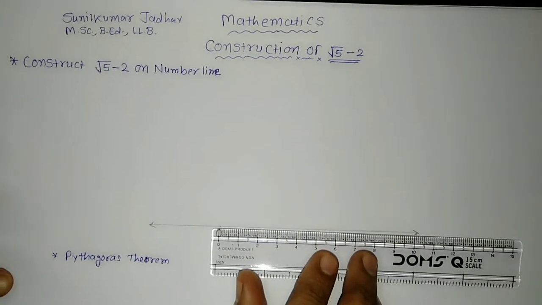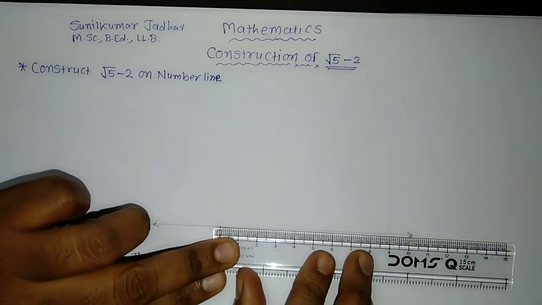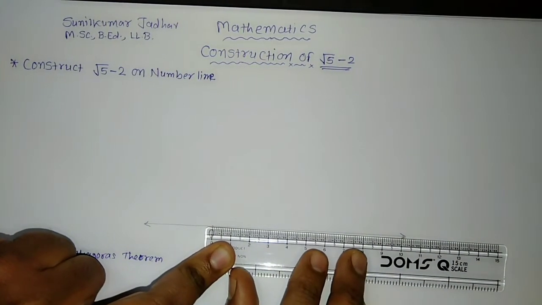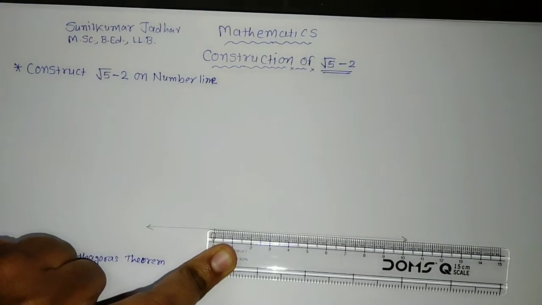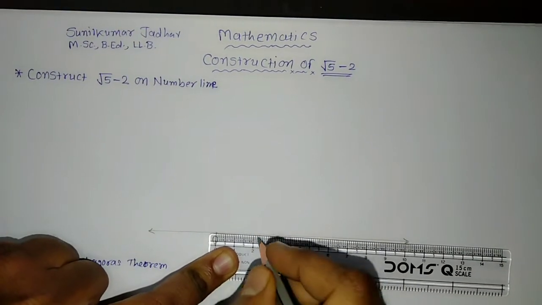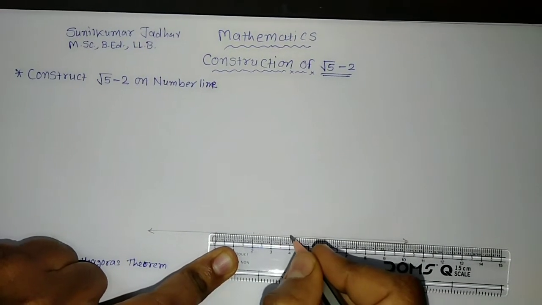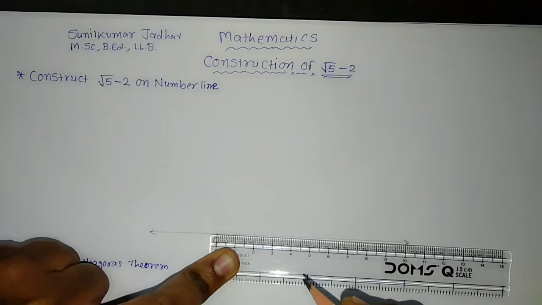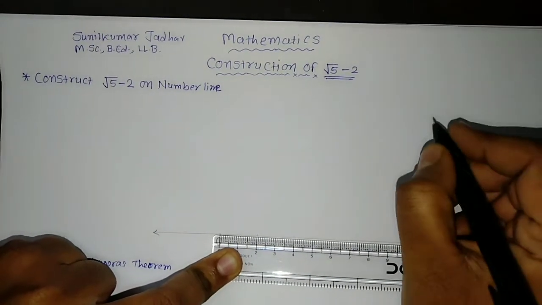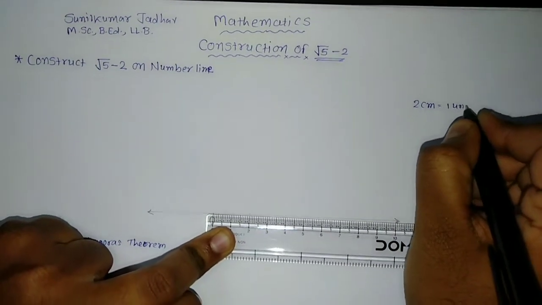2 centimeter is equal to 1 unit. Here we are taking unit, not centimeter. If you want root 5 minus 2 centimeter, then you will take 1 unit is equal to 1 centimeter. But here I am taking 2 centimeter is equal to 1 unit. You can see here it is 2 and here it is 4. So this is what is considered as the 2 unit. What I have taken, I will write it here. That is 2 centimeter is equal to 1 unit.